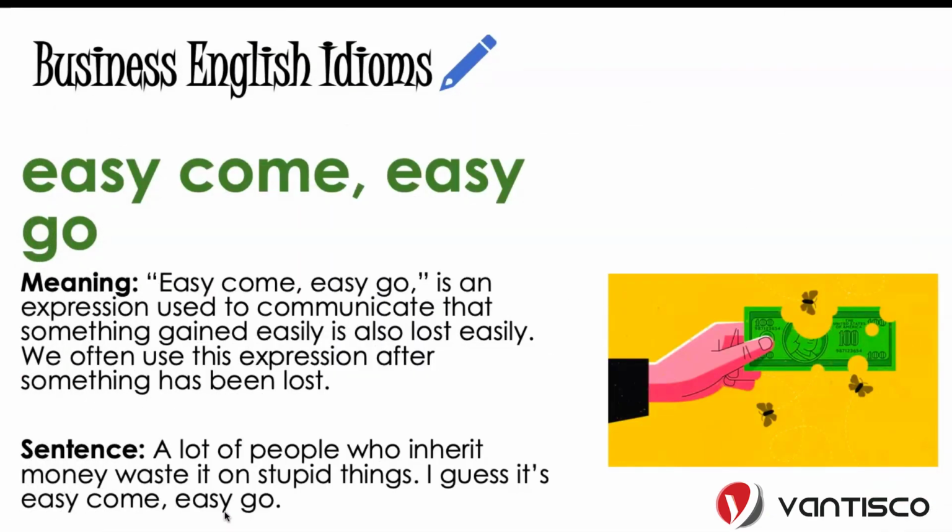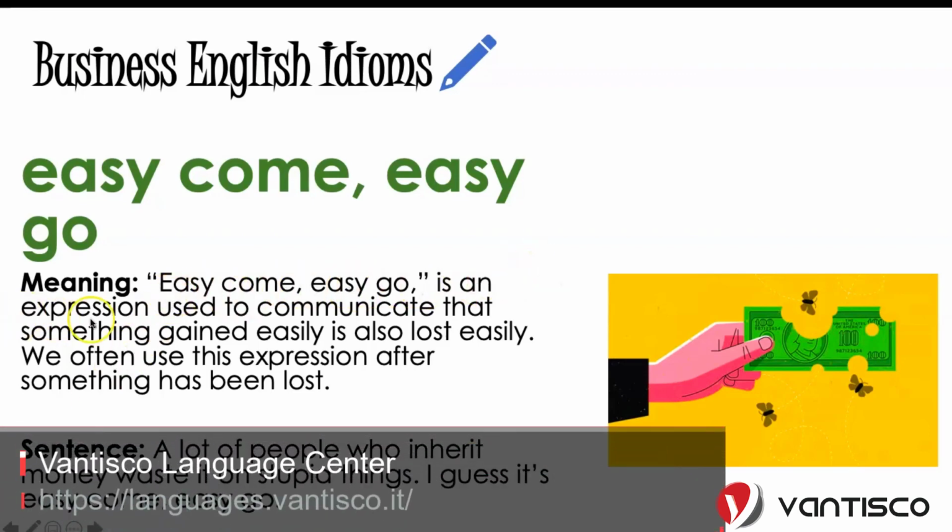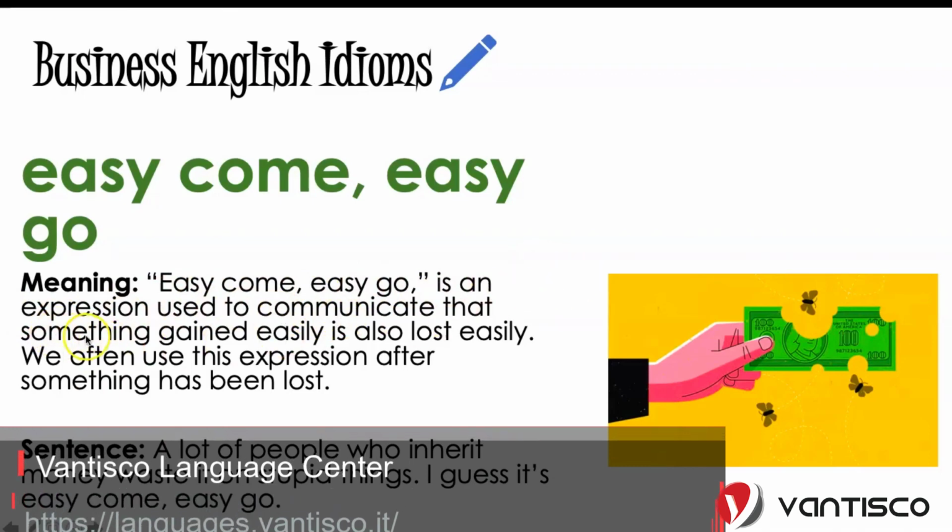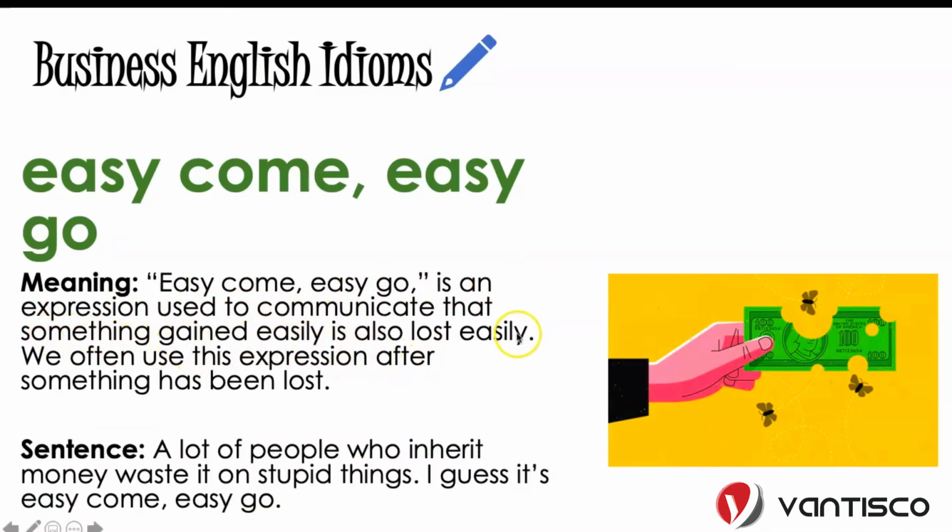And now we will learn 2 business English idioms. This is an idiom that we use a lot. Easy come, easy go, especially when talking about money. Meaning, easy come, easy go is an expression used to communicate that something gained easily is also lost easily. We often use this expression after something has been lost. نستعمل هيدي العبارة من بعد خسارة شيء ما ولنعبر فيه عن إنه الشيء اللي ربحناه بسهولة ممكن نخسره بسهولة.